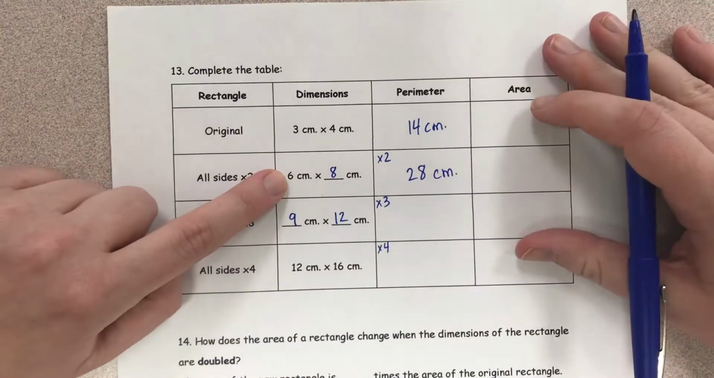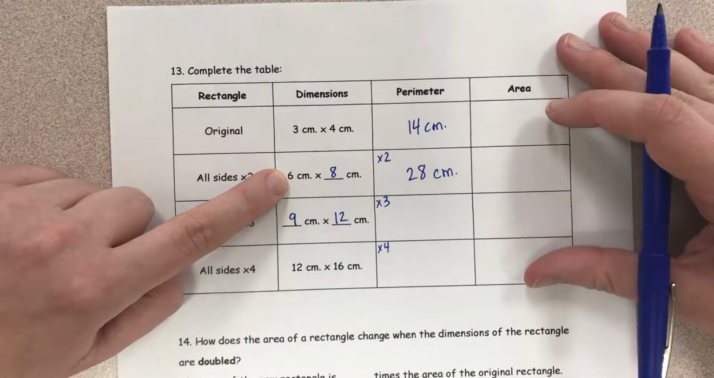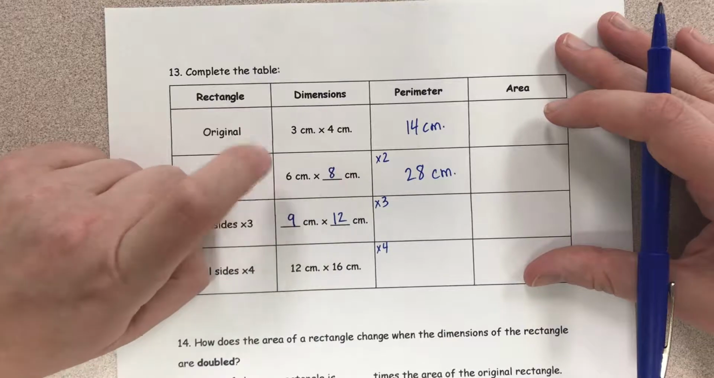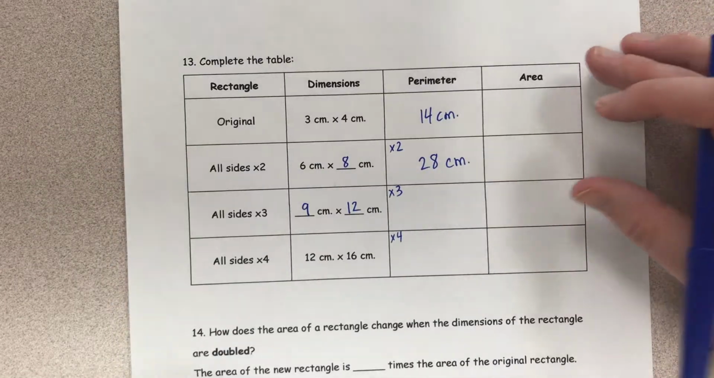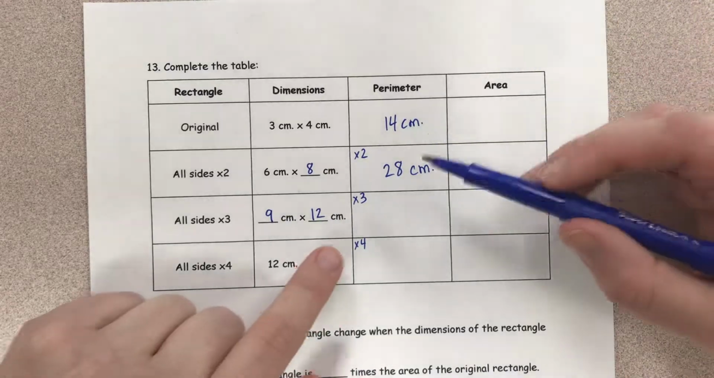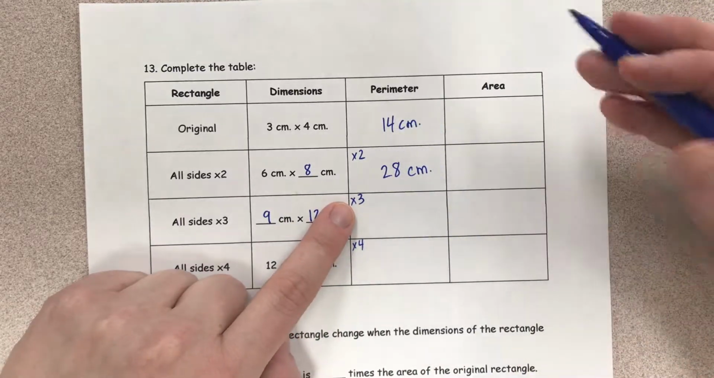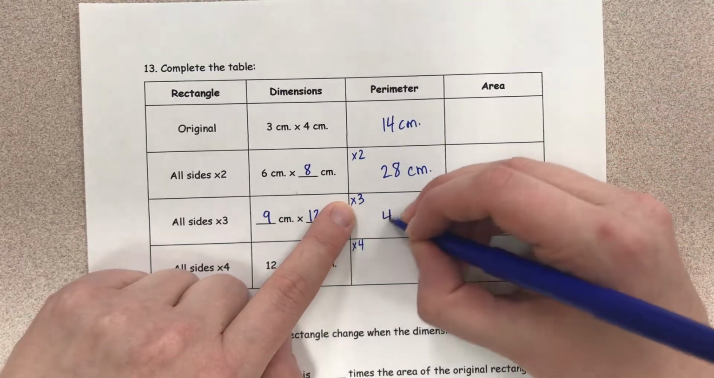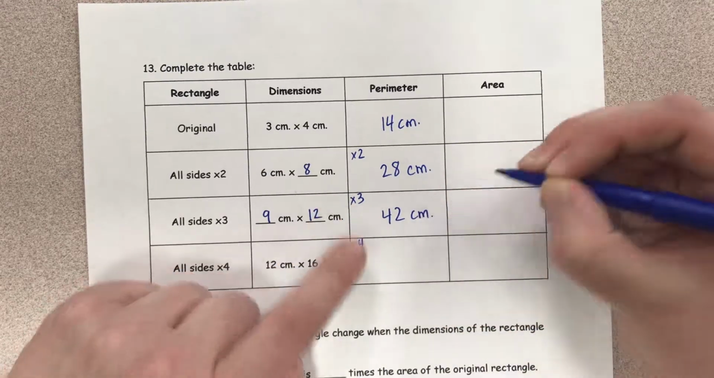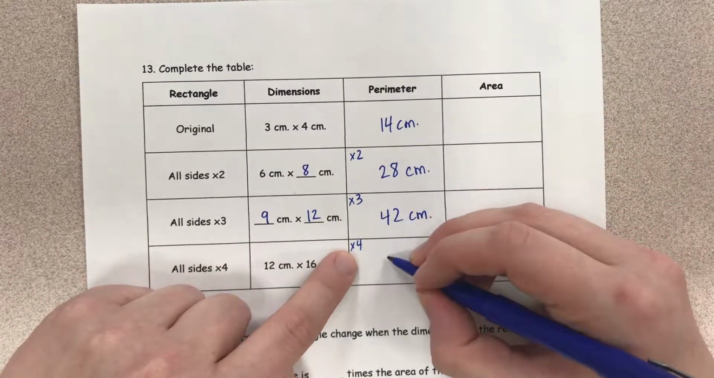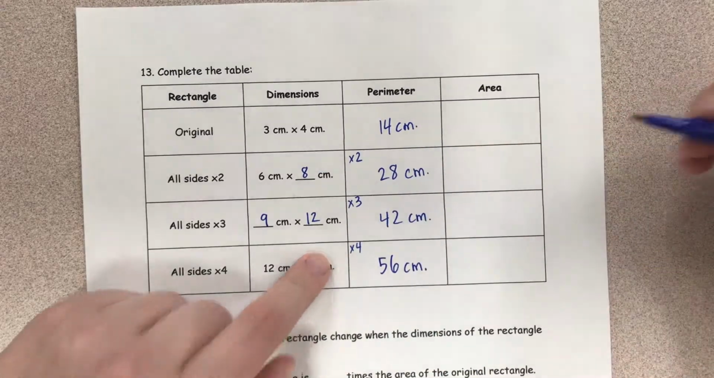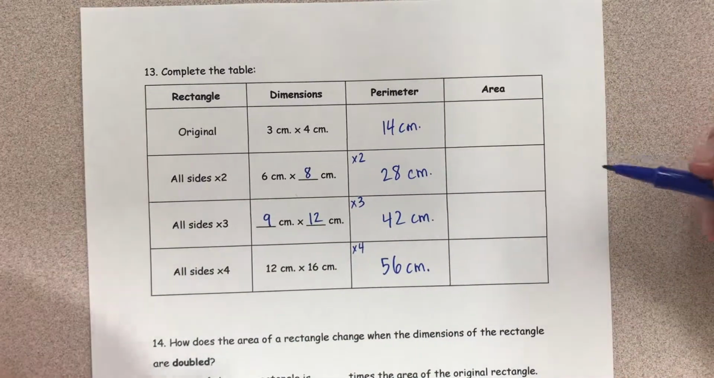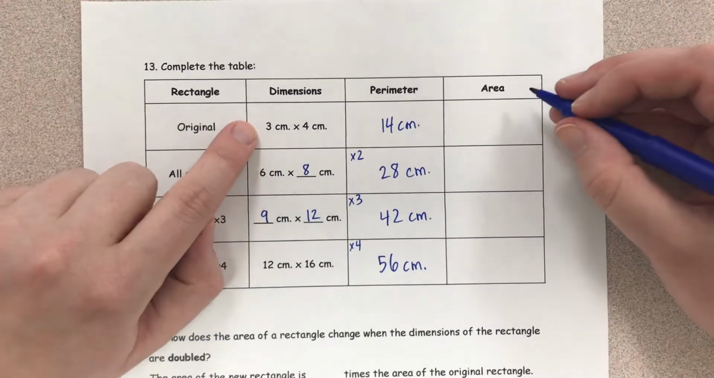And then you can also check your work. 6 plus 6 is 12, 8 plus 8 is 16, and if you add those together, you get 28, which is adding all the sides together. So you can just use this pattern. 14 times 3 is 42 centimeters, and then 14 times 4 is 56 centimeters. So again, we're using that pattern that we already know is there in order to fill out the rest of the chart. Now for area, this is very simple.